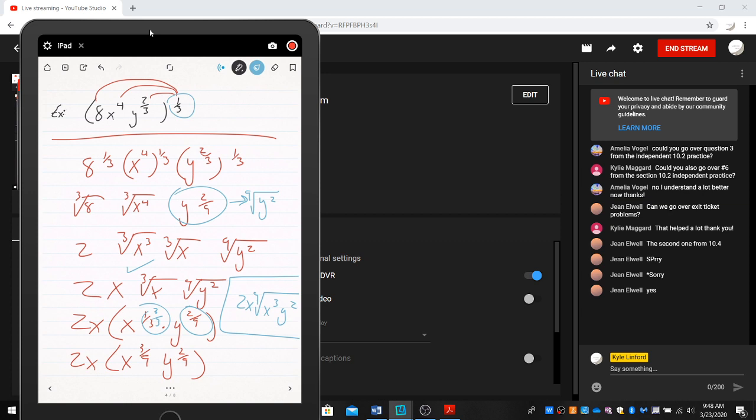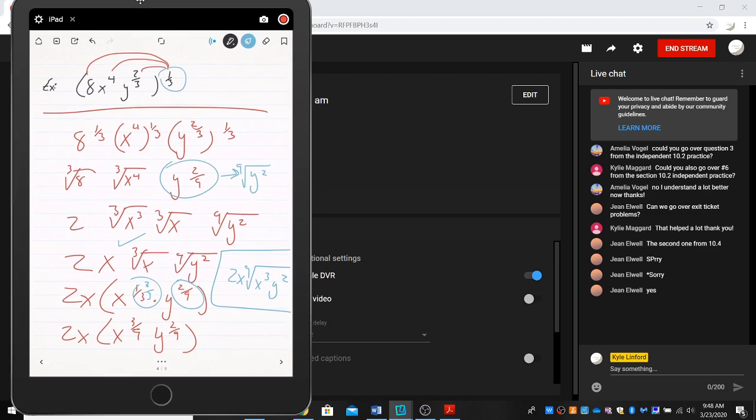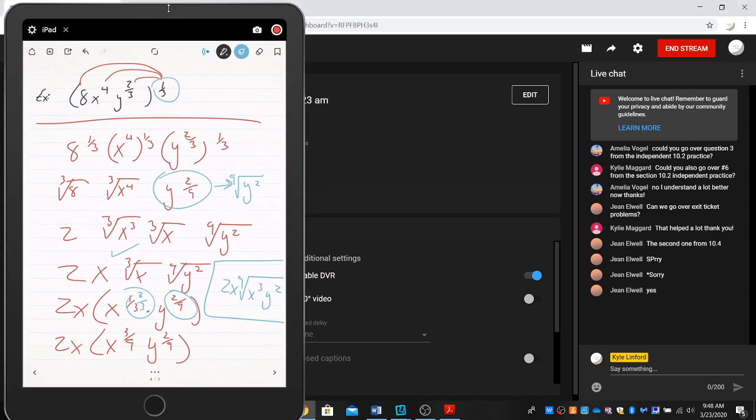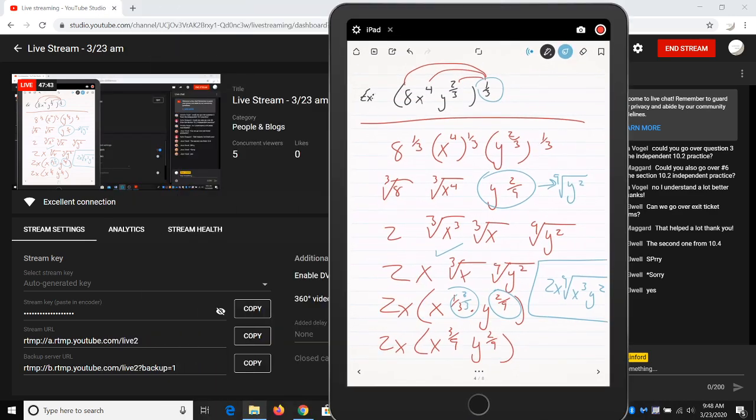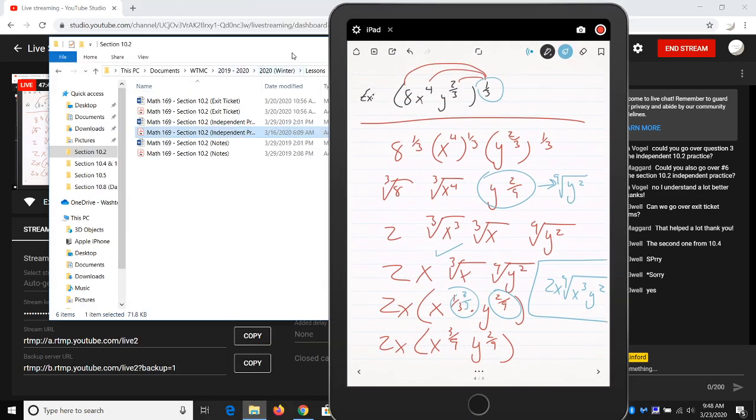But with that covered, I think we're going to get to Gene's problem. Gene, you were asking about the second problem from exit ticket 10.4. That, if I remember correctly, was the adding and subtracting of radical expressions. So let me go and pull that one up. Let me see if I can get it copied down. Oh gosh, this thing doesn't want to move. All right, let's see.